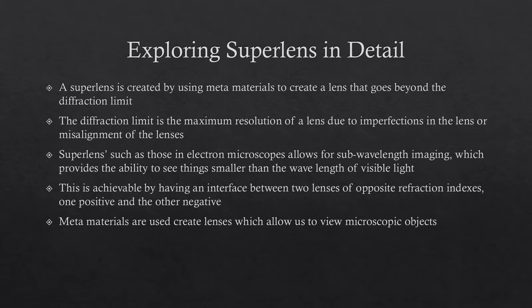One example of metamaterials being used is in superlenses. A superlens is created by using metamaterials to create a lens that goes beyond the diffraction limit. The diffraction limit is the maximum resolution of a lens due to imperfections in the lens or misalignment of the lenses. A superlens, such as those in electron microscopes, allows for sub-wavelength imaging, which provides the ability to see things smaller than the wavelength of visible light.